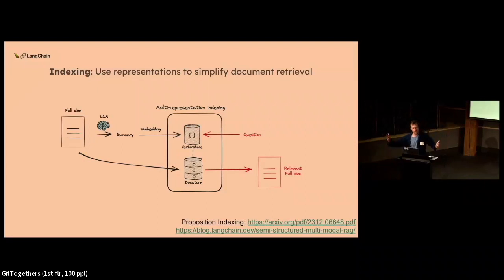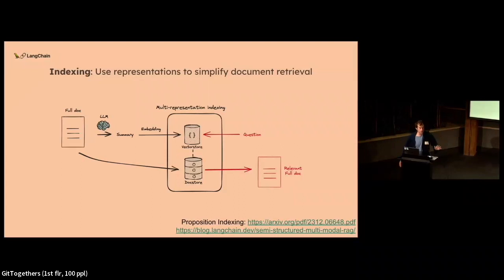Imagine your LLM has a 100,000 context window. You can pass the whole document in, no problem, right? You don't have to chunk it, you just want to make sure you get the right document. So you use what was called in the paper proposition indexing, which I like to think of as summarization indexing. Index a summary just so you get the whole document back, and pass that whole document into the LLM. So it's a nice trick.